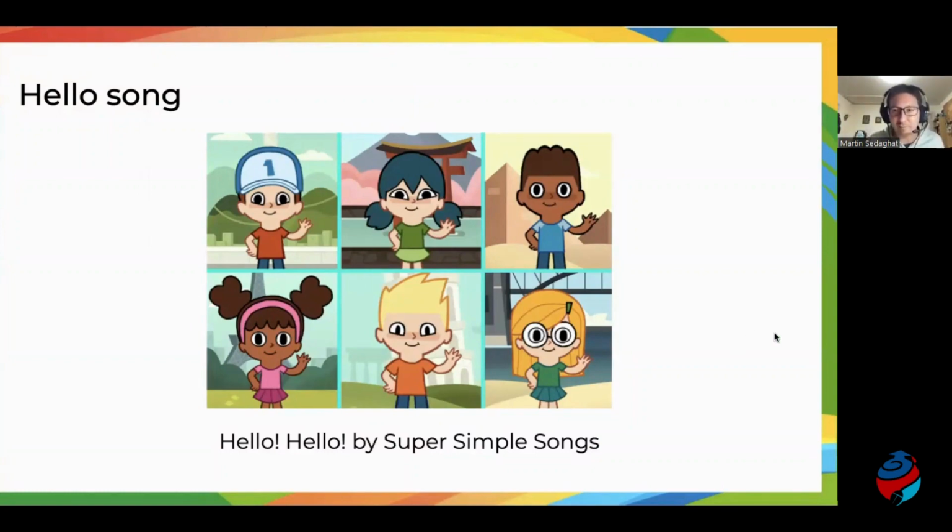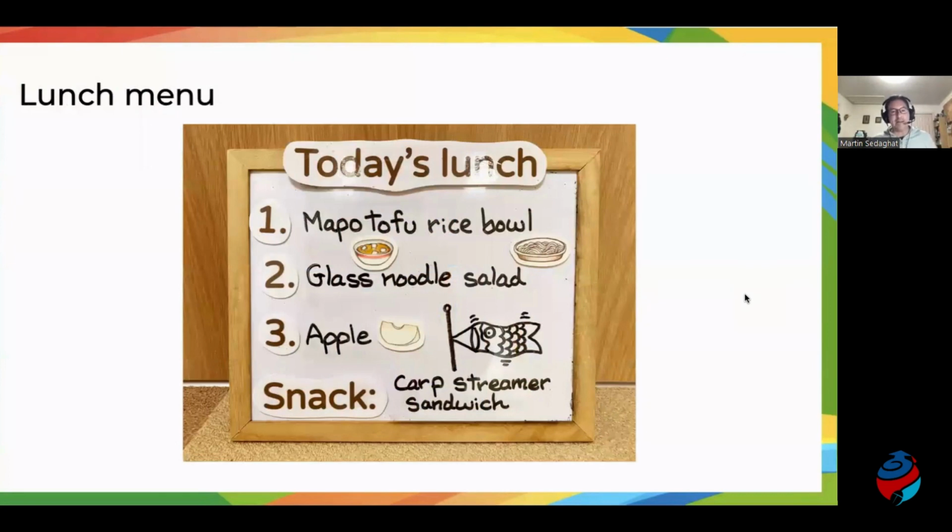Once the song is finished, we talk about lunch. Every morning we have the monthly lunch menu. For the whole month, it's all set up. So I take that menu that's in Japanese and I translate it as best I can. I write it on the board. I made a bunch of little pictures with magnets on them so that the students have both the text and the visual. For example, this day we're having mapo glass noodle salad, the really translucent thin noodles, apple, and then carp streamer sandwich, of course, koinobori sando.